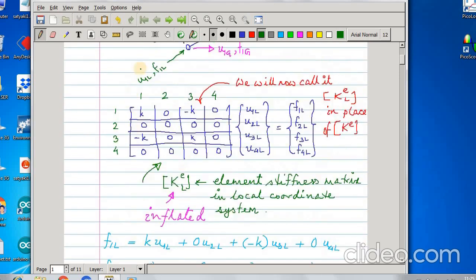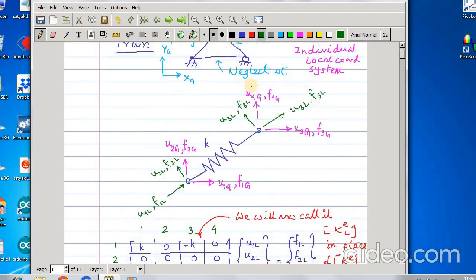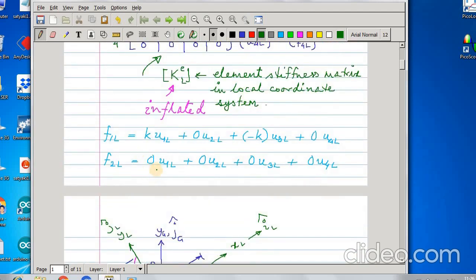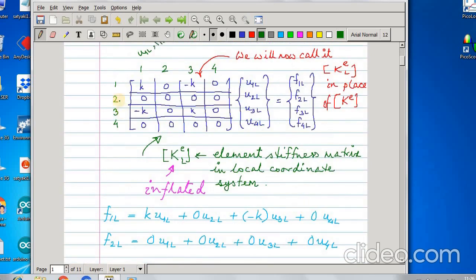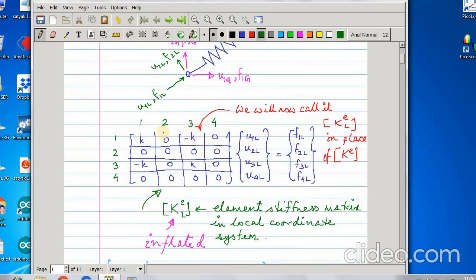And if you think of f2l, which is here, f2l will be 0 whatever be the value of u1l, u2l, u3l or u4l. So for f2l all the stiffness coefficients would be zeros. I think now you understand this inflated stiffness matrix. We add 2 extra degrees of freedom, and due to these extra degrees of freedom, the spring stiffness matrix has become a 4 by 4 matrix instead of a 2 by 2 matrix in the previous case.